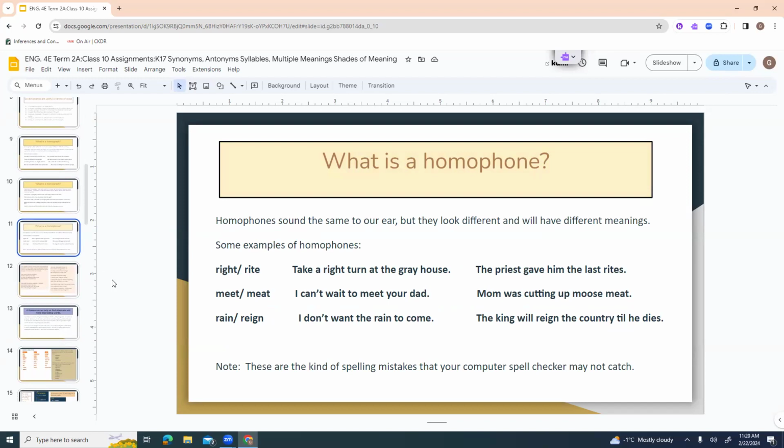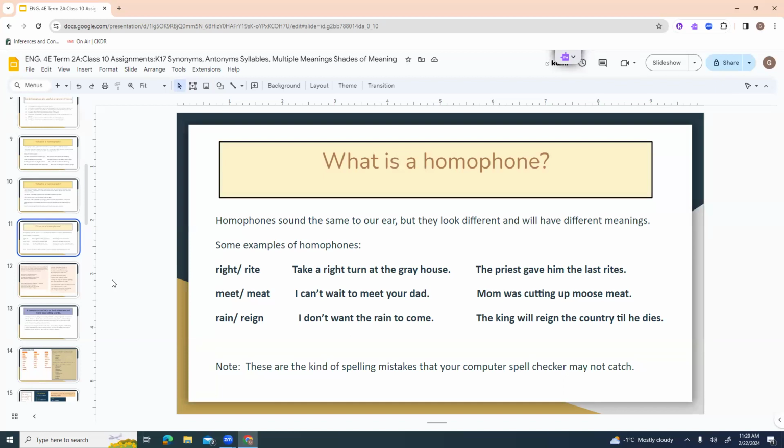What is a homophone? Homophones sound the same to our ear. If somebody was using them in a sentence talking to us, they sound exactly the same. But if you write them down, they look different and they will have different meanings. So some examples of homophones would be right, R-I-G-H-T, or rite, R-I-T-E. So the first one, take a right turn at the gray house. It's a direction. The second one, the priest gave him the last rites. In that case, rites are like a ceremony.